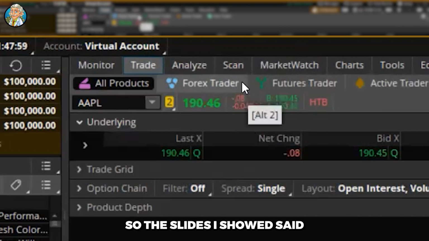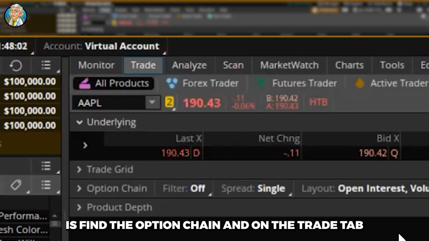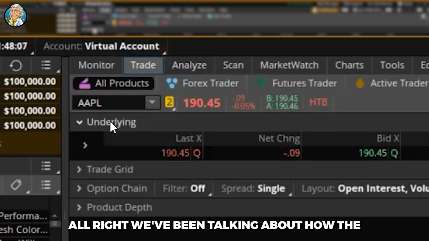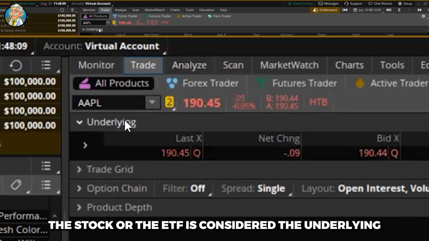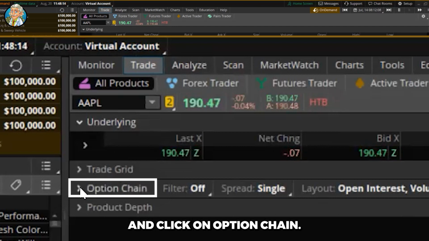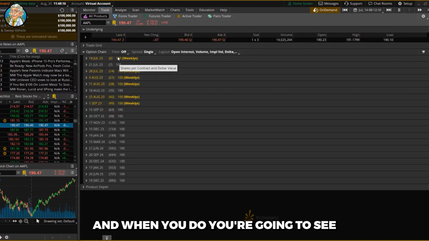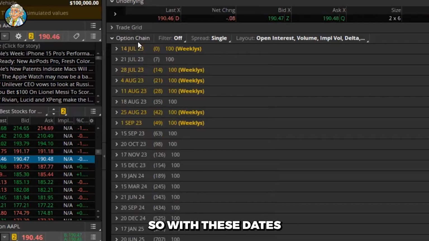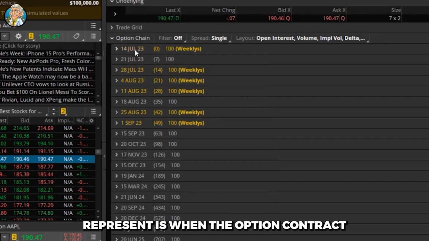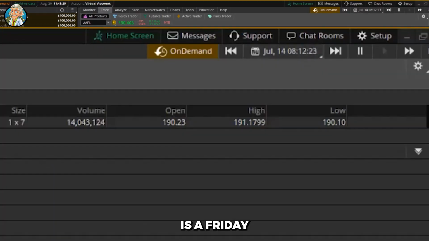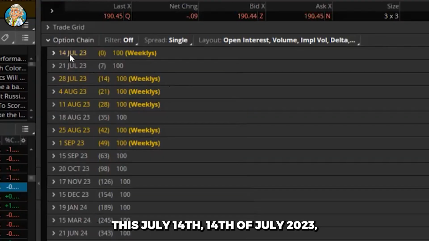So the slides I showed said the first thing we want to do is find the option chain. And on the trade tab, you'll see underlying. We've been talking about how the stock or the ETF is considered the underlying, and then here is our option chain. So I'm going to go ahead and click on option chain, and when you do, you should see a list of different dates. What these dates represent is when the option contract is going to expire. Since July 14th is a Friday, these July 14th, 2023 contracts expire today.